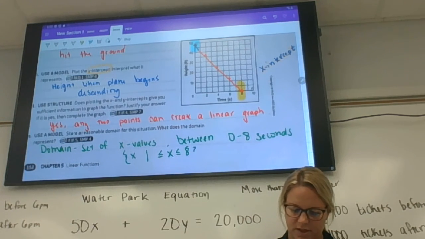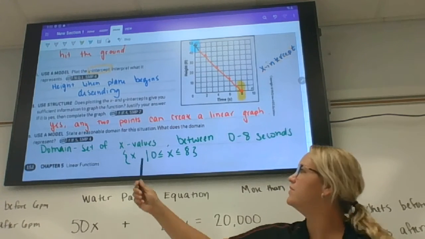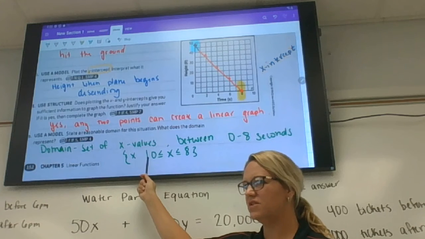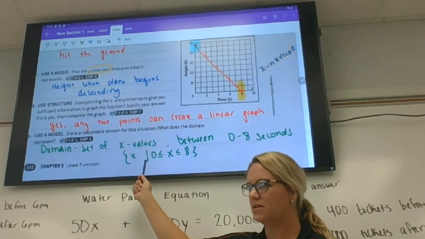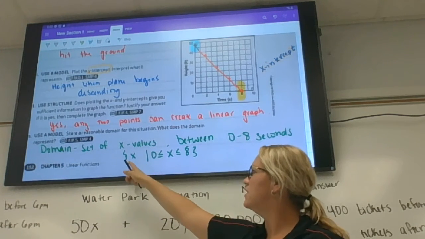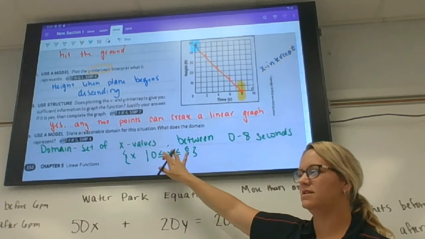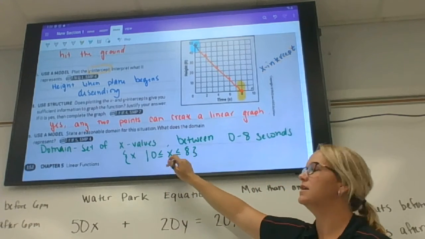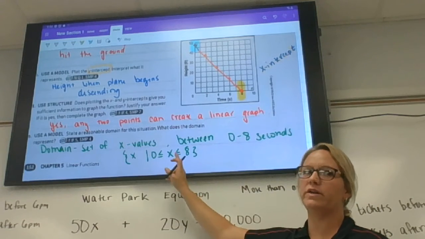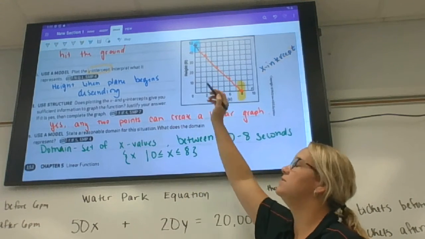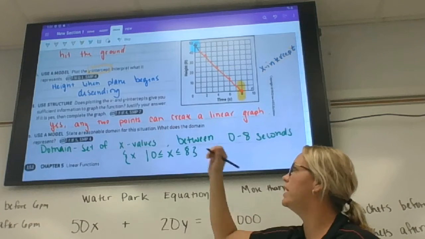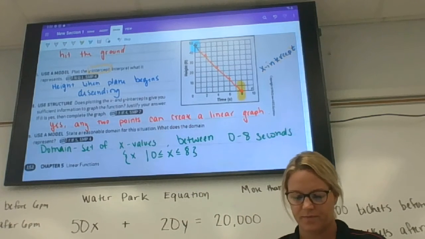Did I do these fancy brackets with you guys ever? Yeah, and domain. So fancy brackets, x is between 0 and 8. This is how you show that domain. It goes between 0 and 8. It's not just the points. If you connect the points, it's a full line between 0 and 8.